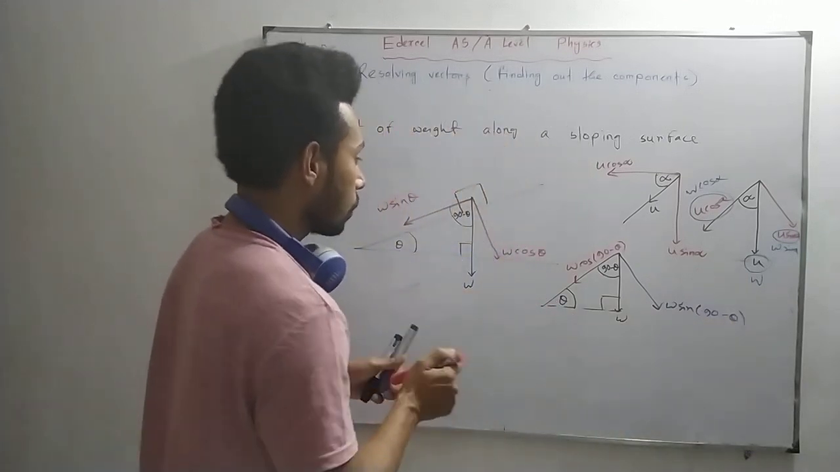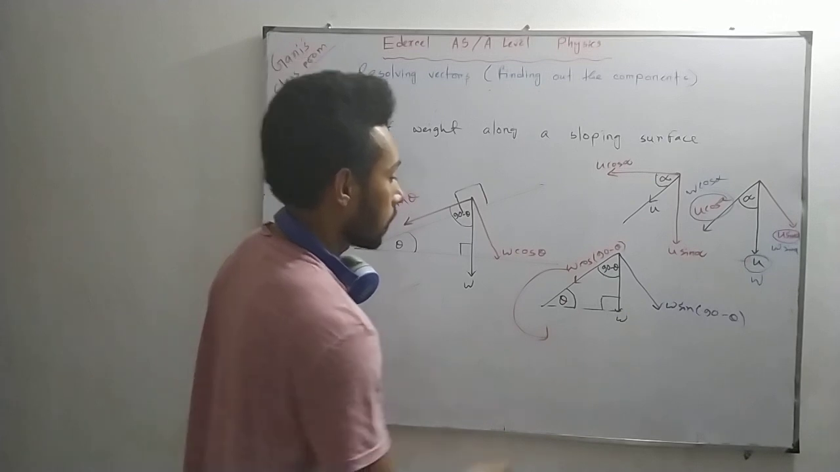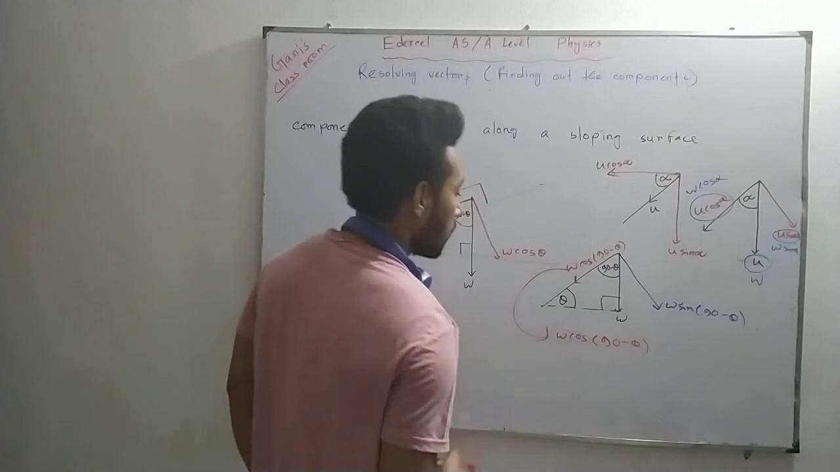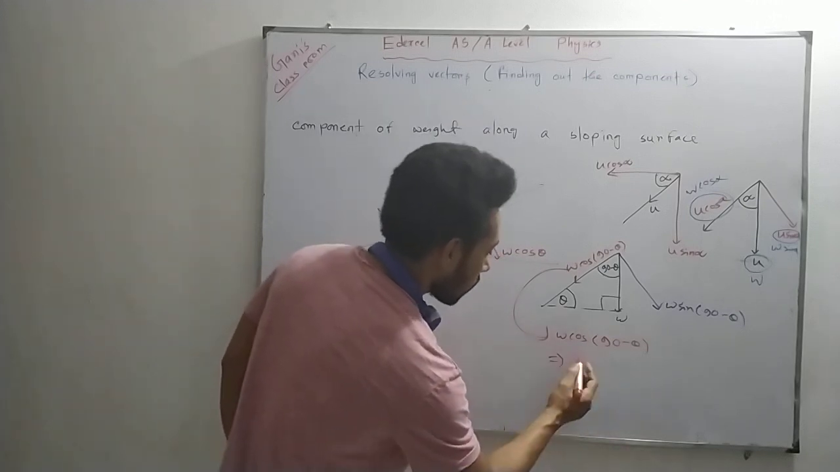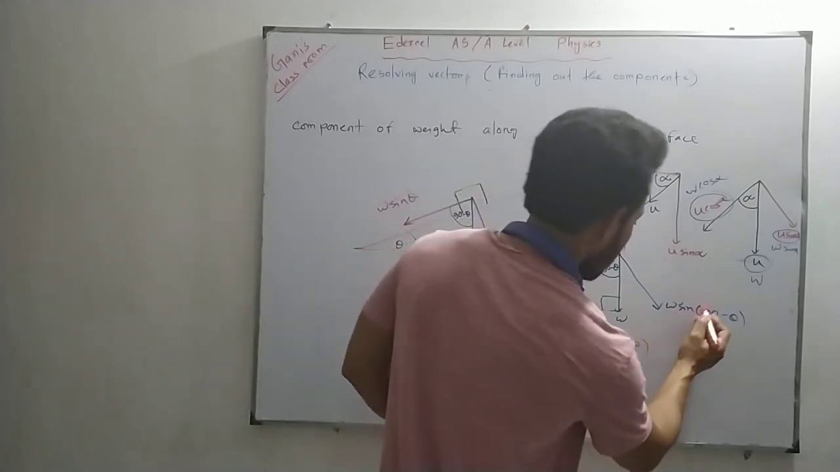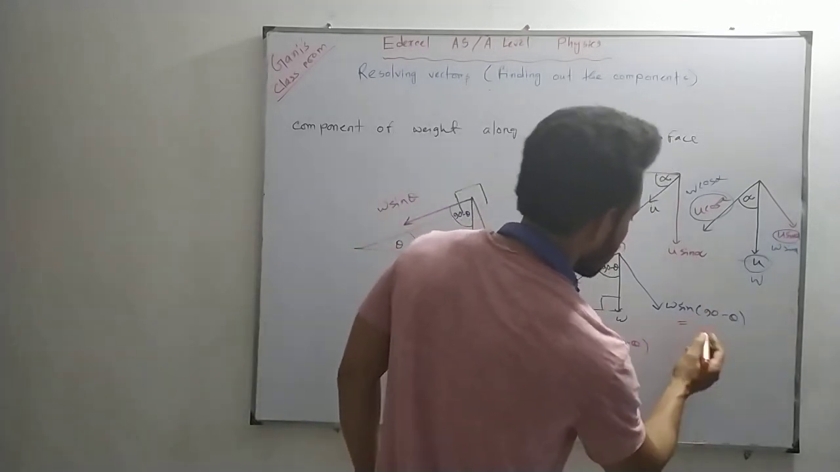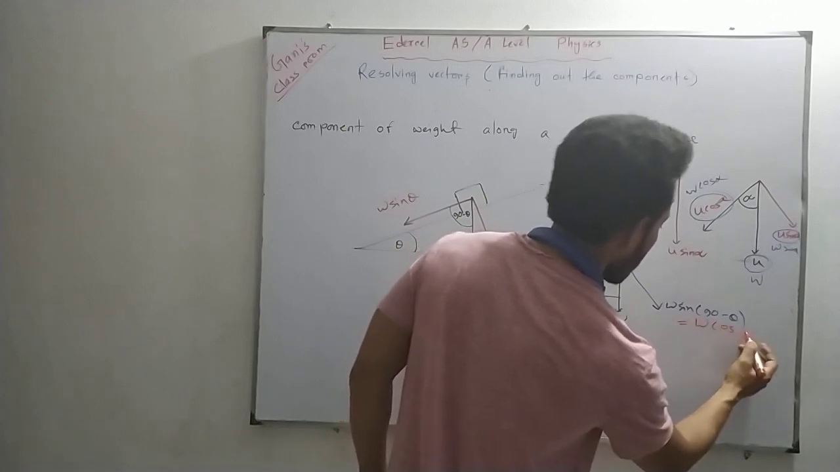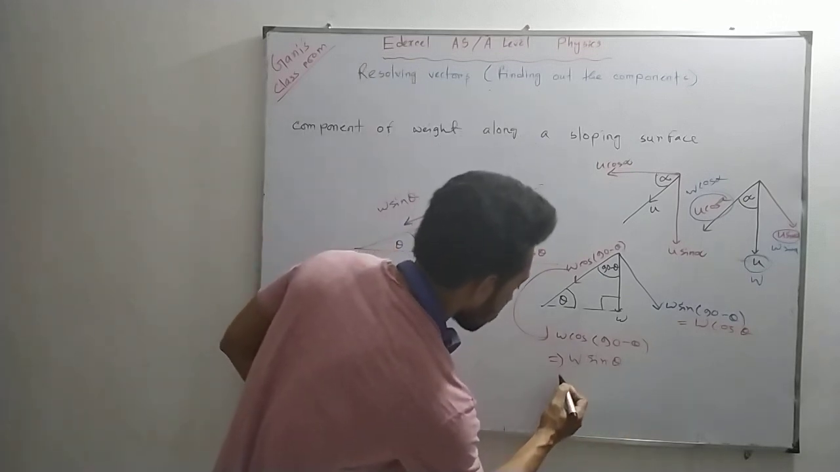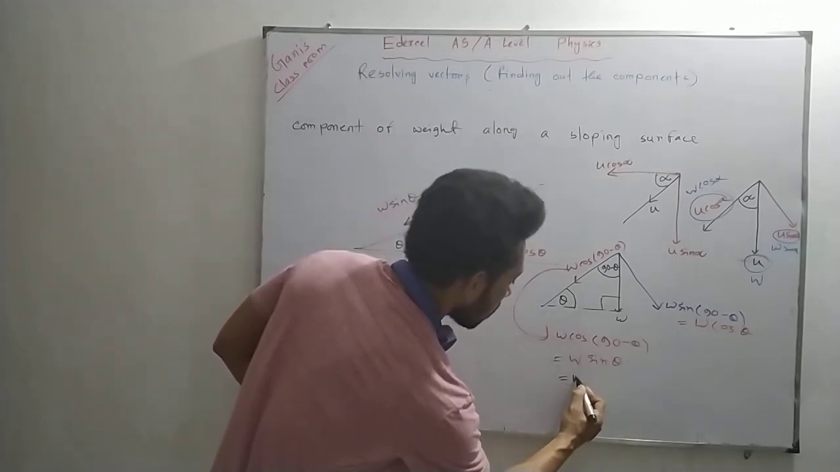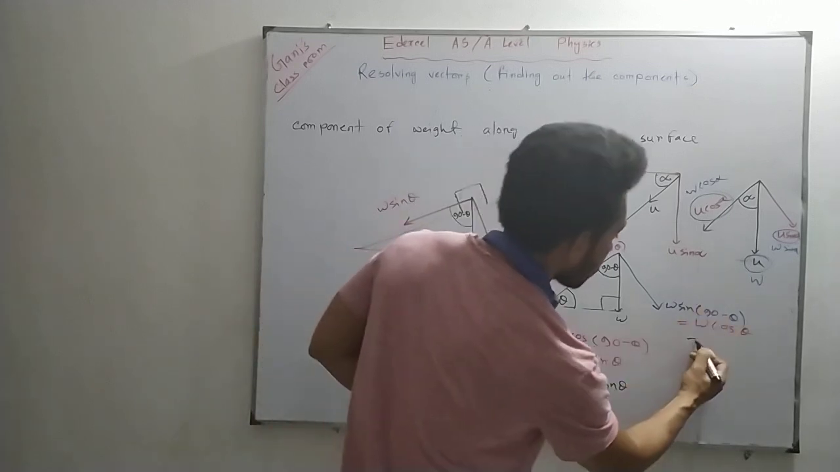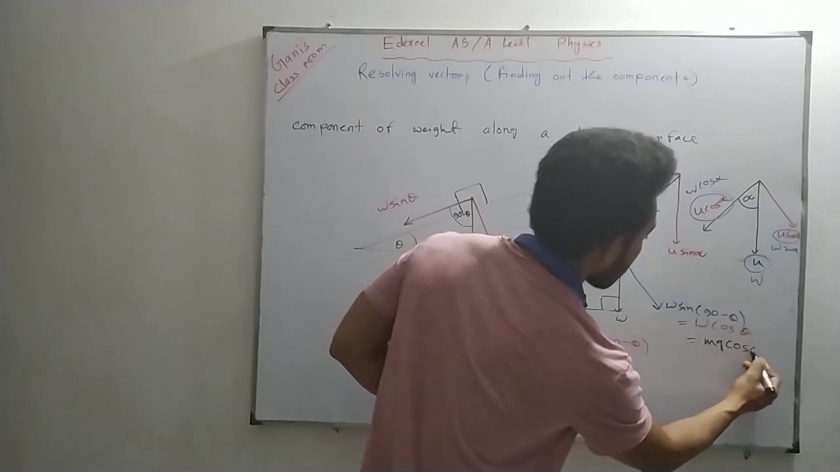Okay, so W cos(90 minus theta). Using trigonometry we can write W cos(90 minus theta) as W sin theta, and W sin(90 minus theta) we can write as W cos theta. And if we substitute W as mg, mass times gravitational field strength, we can write mg sin theta, and this will be mg cos theta.